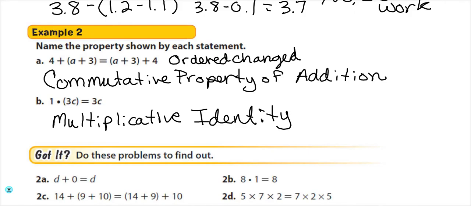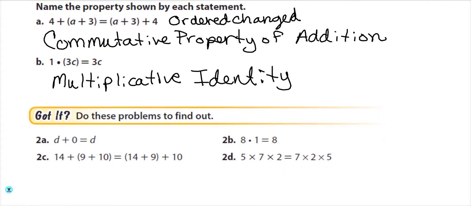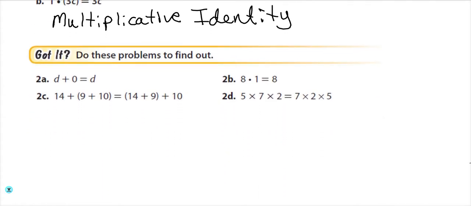Okay, so when you multiply by 1, you get the same answer, right? If I take 6 times 1, I still get 6. Okay, that's called the multiplicative identity. Multiplicative means relating to multiplication, obviously. Identity means to get itself. So to get yourself in a multiplication, you multiply by 1. All right, go ahead and try these on your own.